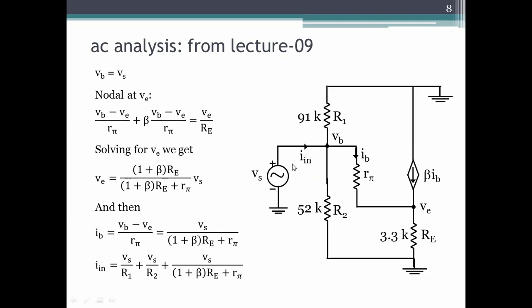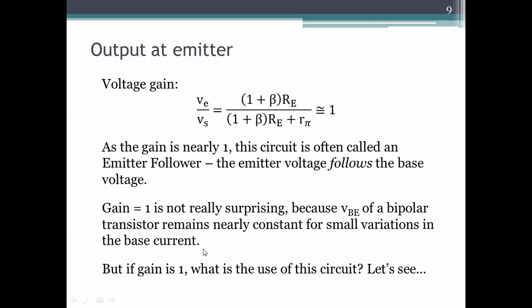So the input resistance is simply, by Thevenin's theorem, the input voltage divided by the input current. So Rin is simply Vs by In. Now we've derived an expression for In in terms of Vs here. So if you take Vs out, In by Vs, which will be 1 over Rin, is equal to 1 by R1 plus 1 by R2 plus 1 by this quantity, which means that Rin is the parallel combination of R1, R2 and this quantity. So I have written that here.